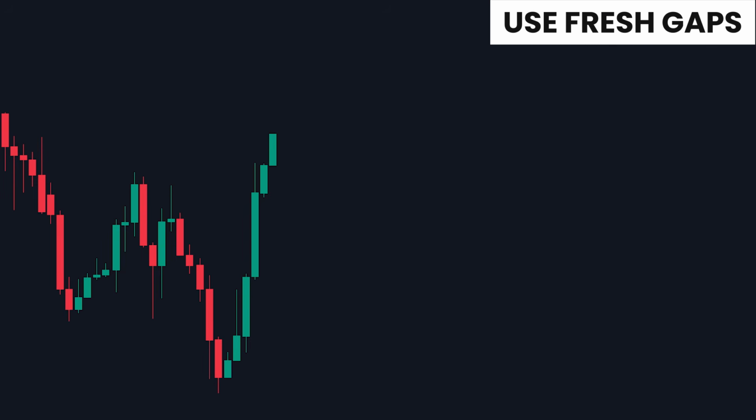Quick quality filter. The best gaps are fresh, meaning untested. They're large, because a bigger gap means a more aggressive imbalance. And they form right after a structural break, because that's institutional money leaving a footprint.